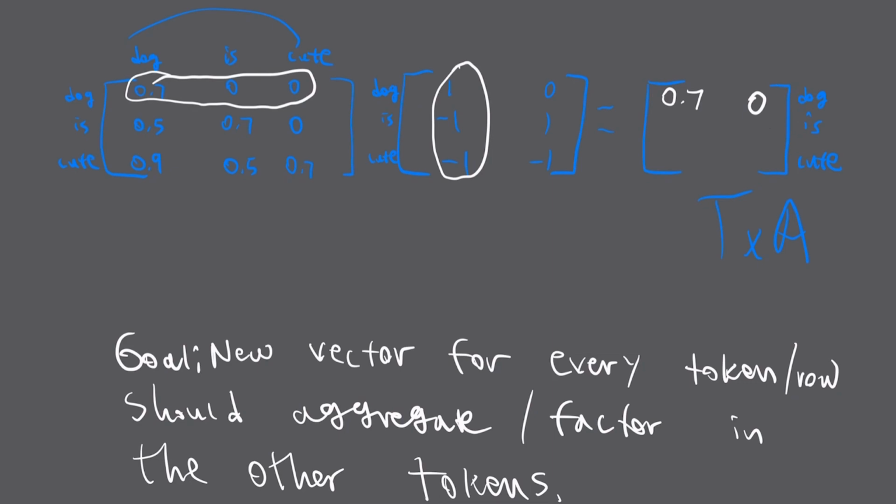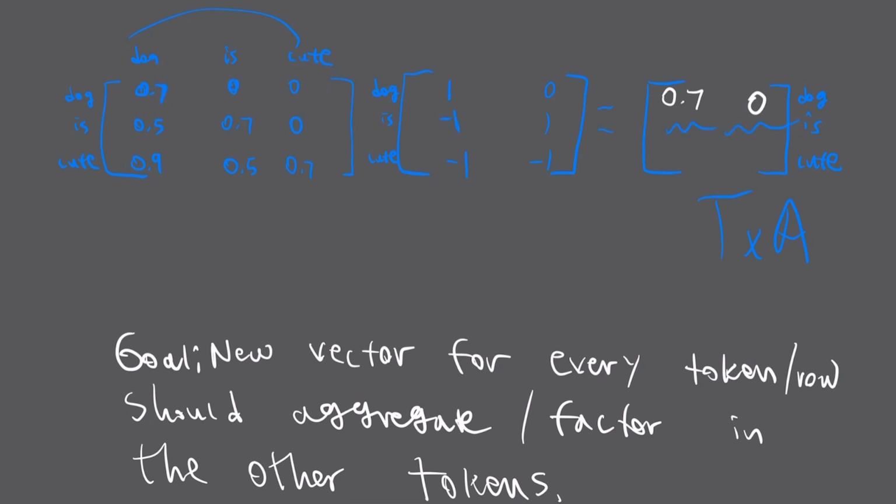We just have 0.70. But what this actually represents is that dog is the first token in the sentence, right? So that's why we have these zeros over here. Dog wasn't even allowed to look at the future tokens, which is why it doesn't seem like we factored in much from the future tokens.